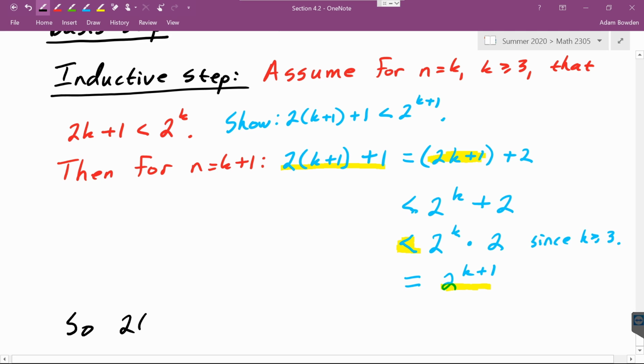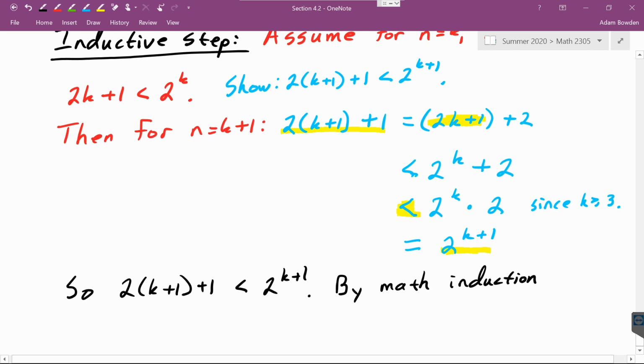So we can say 2k plus 1 is less than 2 to the k plus 1. And that shows by math induction that our original thing is true. So thus, by math induction, 2n plus 1 is less than 2 to the n for n greater than or equal to 3.